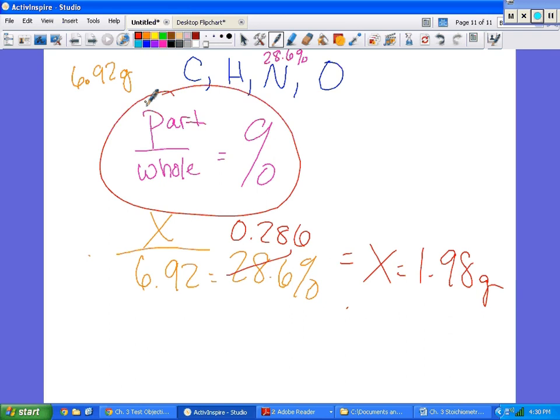Okay? Yes, sir. So you say part over whole, but the nitrogen 28.6 is the percentage. Oh, that's the but 1.98 grams of 6.92 is 28%.